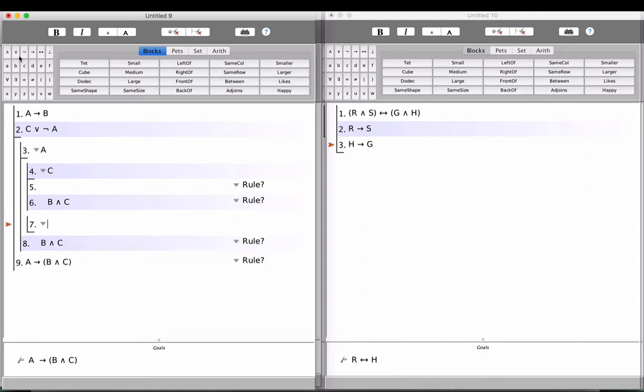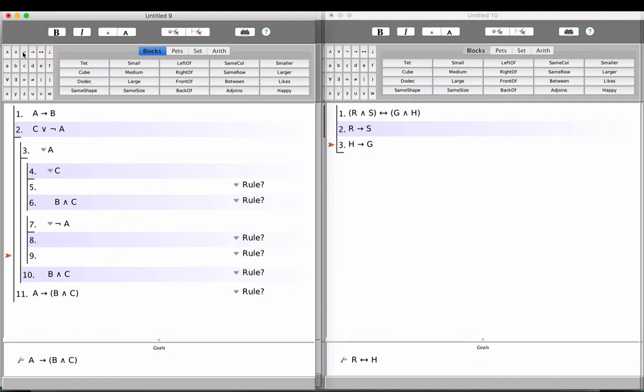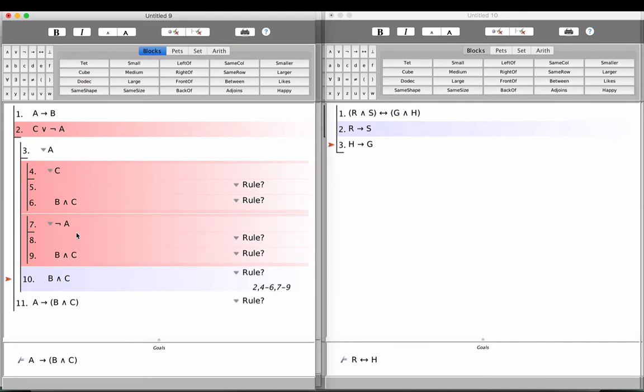Then immediately, I go to negation A. What do I want? B conjunction C, so that I can get out of the nested subproof. I can exit it and say, from my disjunction at line 2 and then my 2 disjunction elimination subproofs, I've proven B conjunction C. So that's another way to go.